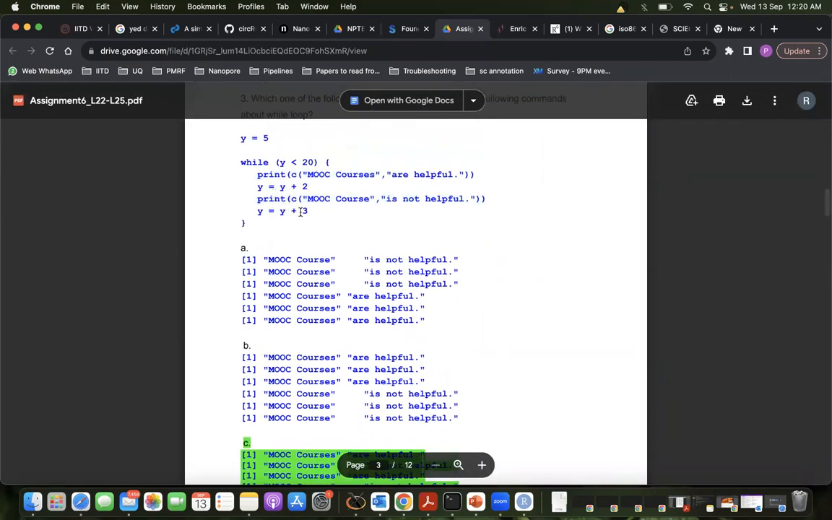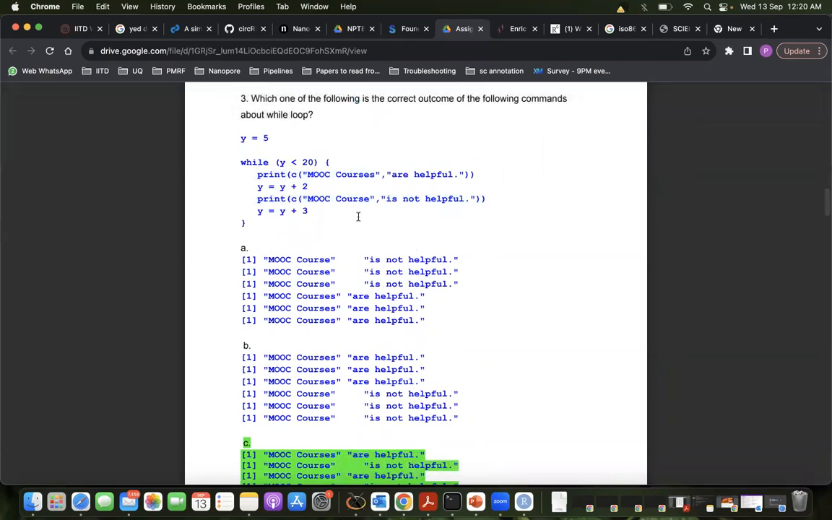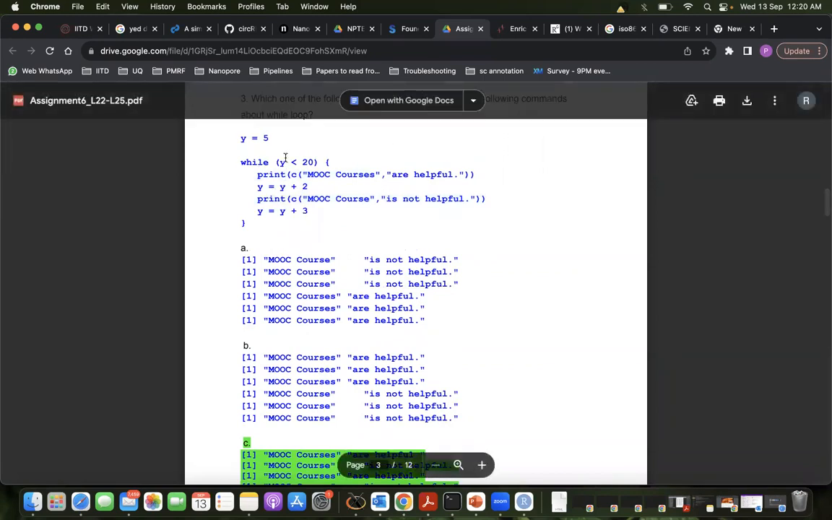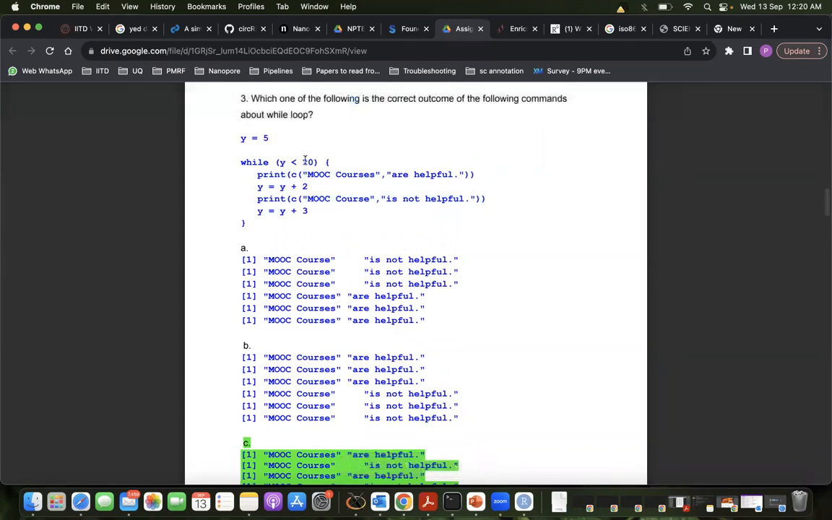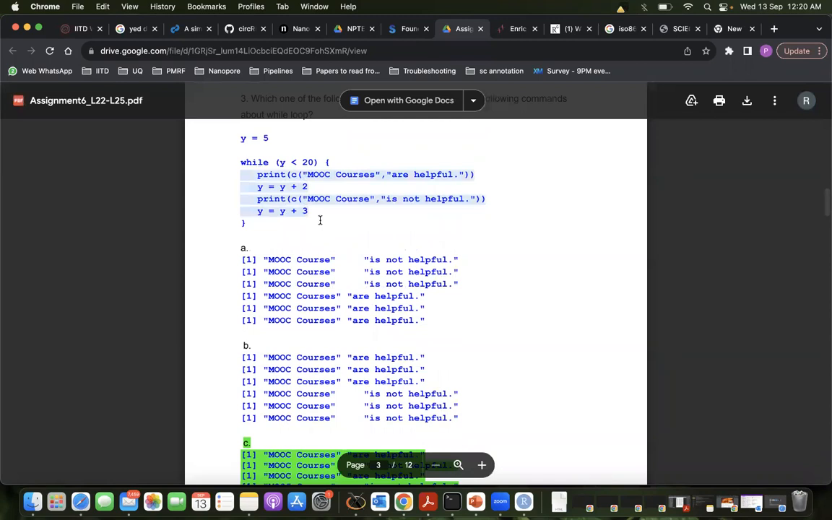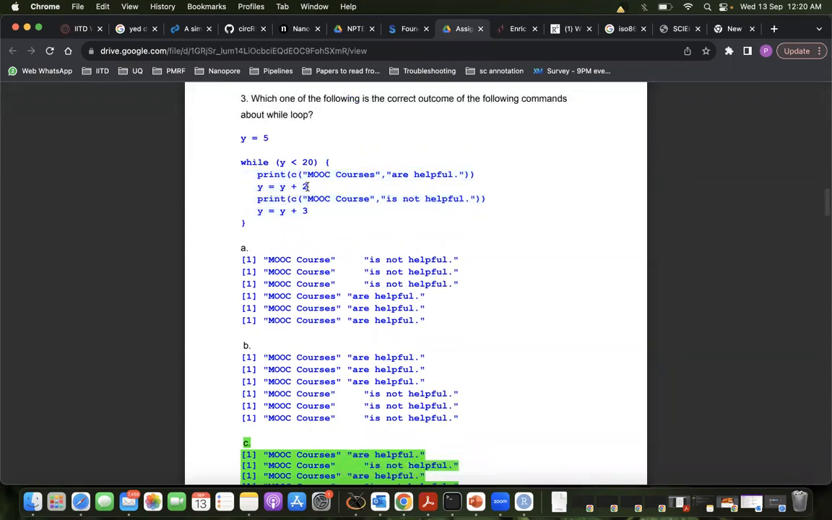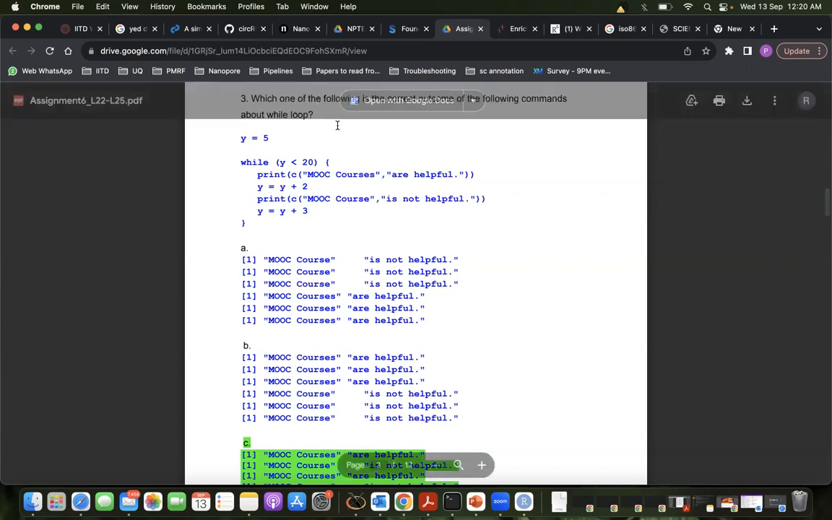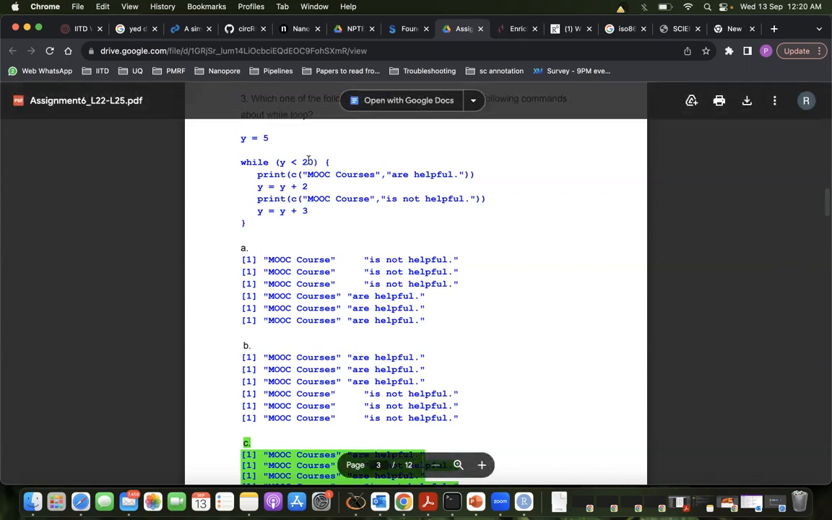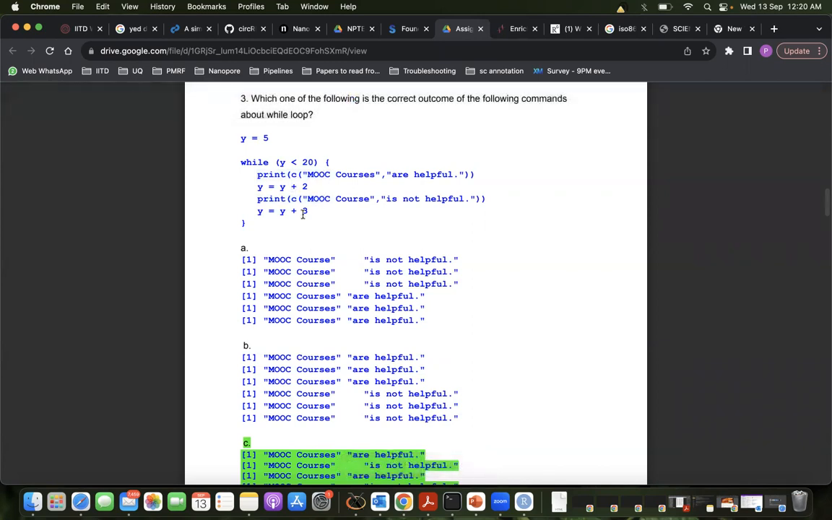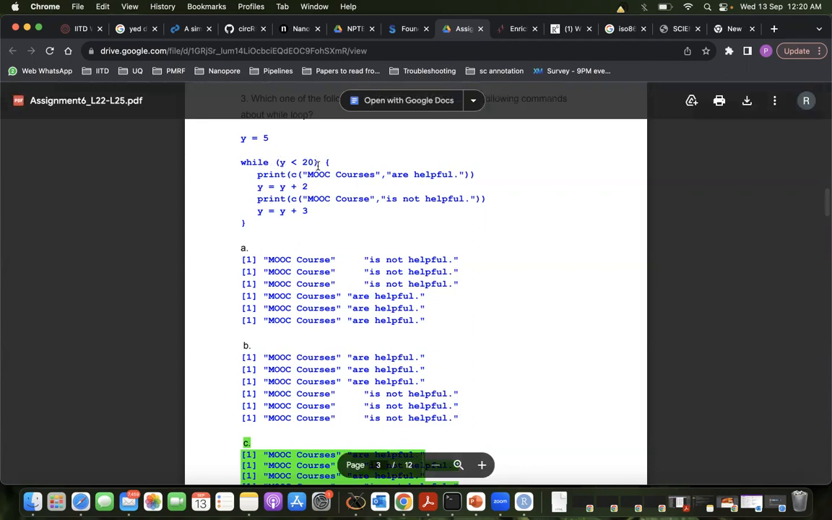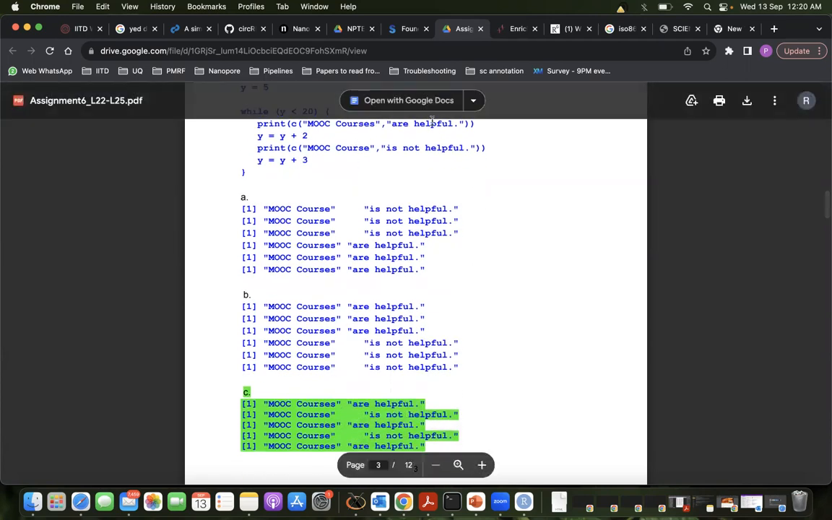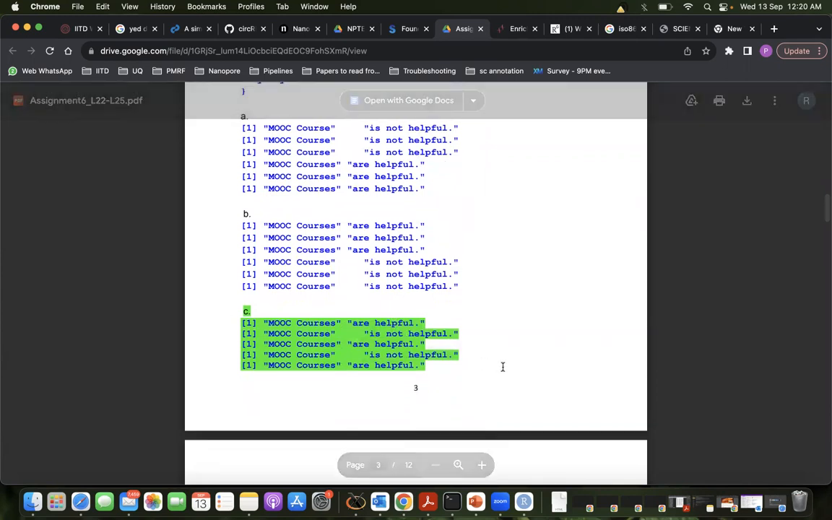But then you again increment it with 3. It was 7, now it became 10. Now the loop is restarting and it's checking, is y less than 20? It's 10, it is less than 20, great. So it's going to do the whole thing again. Printing this, becomes 12, prints this, becomes 15. It says 15 less than 20, yes, it's still valid. Prints this, becomes 17, prints this, becomes 20. Checks, is 20 less than 20? False. So it comes out and the loop stops. So you have 3 iterations. "Courses are helpful" happens 3 times. So C is the answer.